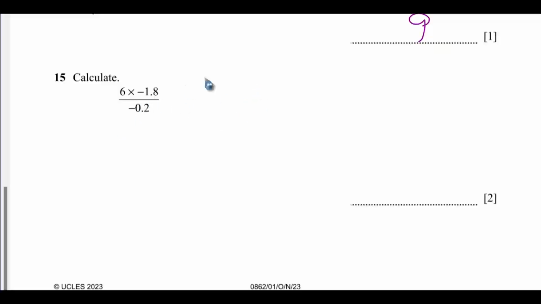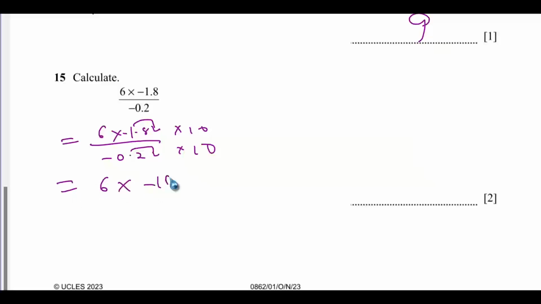Okay, so to do this, you have many ways of doing this. It depends on you. For me, I can just multiply the numerator and the denominator by 10 so that 1.8 could be a whole and 0.2 could be a whole. So I'm going to have 6 times negative 1.8 over negative 0.2, then times 10 here, times 10 here. Of course, this will shift the decimal point here, and it will also shift the decimal point here. So that means I will have 6 multiplied by negative 18 out of negative 2.